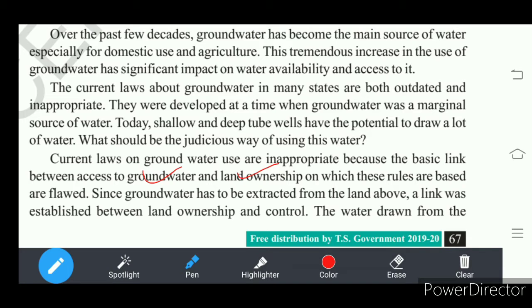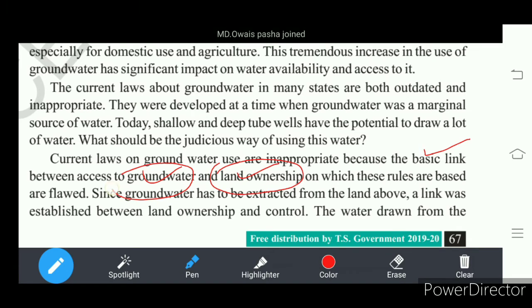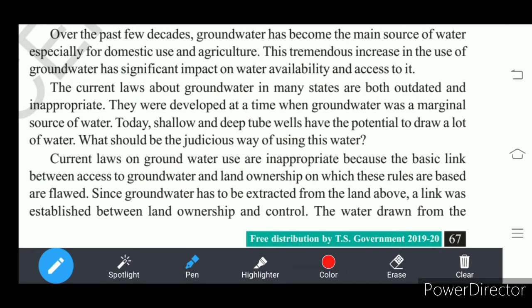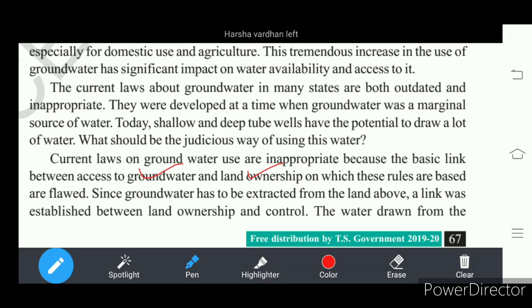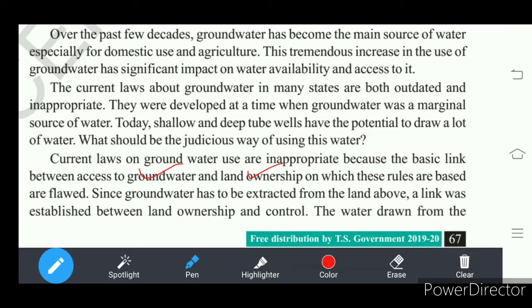That is wrong. Understand? How is it wrong? Because this link gives ownership rights on groundwater also, as the individual has ownership rights on land, right? There is a basic link between land ownership and access to the groundwater. These are the two points you need to understand here. Individuals who purchase the land get ownership rights on the land, and such individuals are also given ownership rights on the underground water below the land of which they are the owner. Understand? So this link was established in those days to control groundwater.